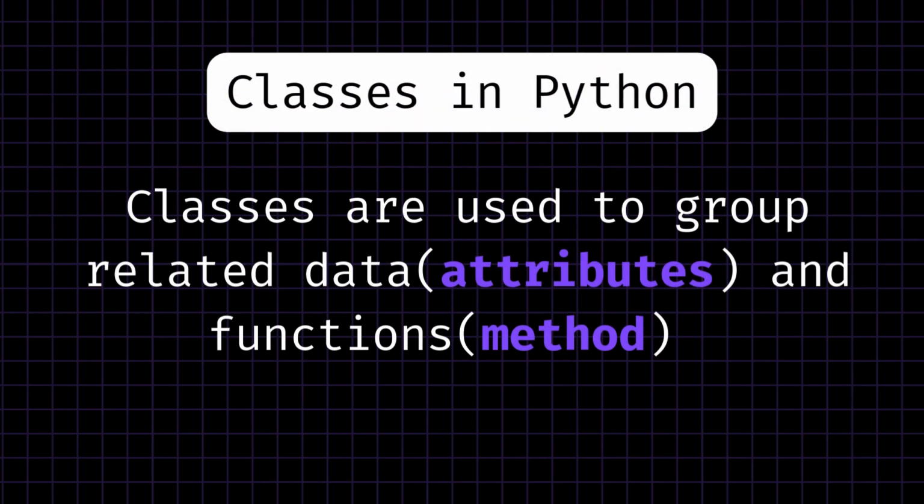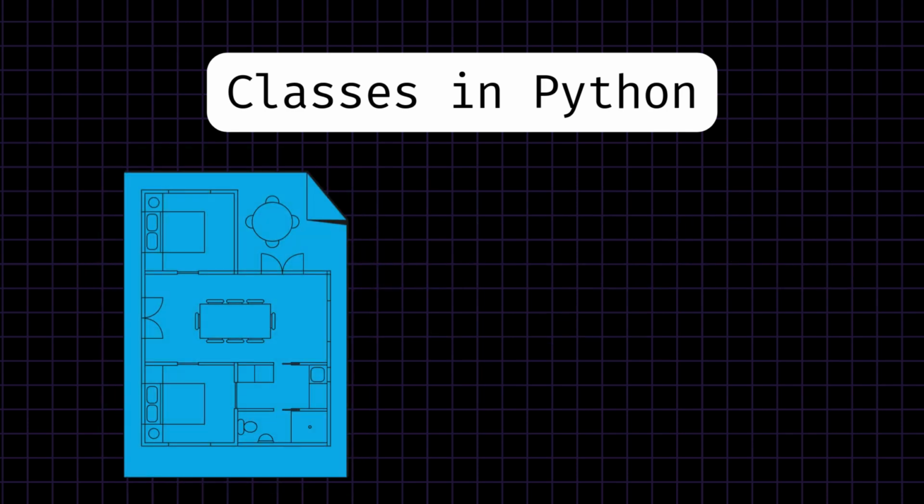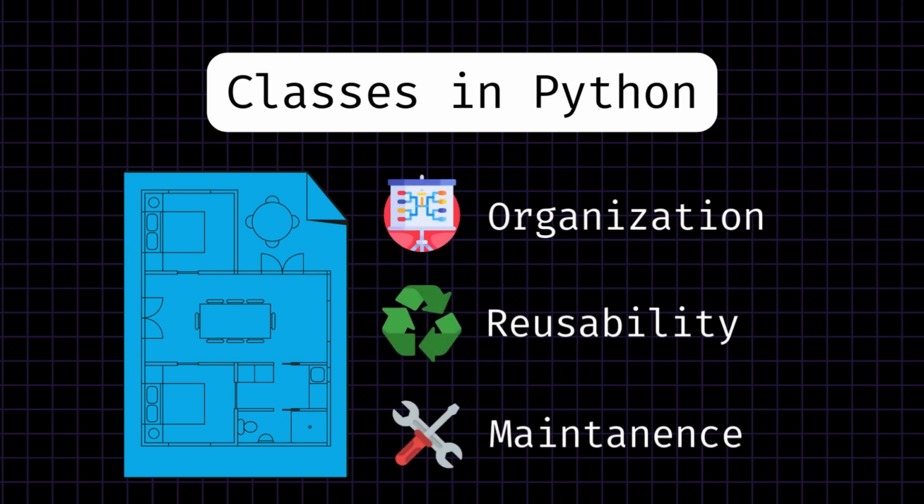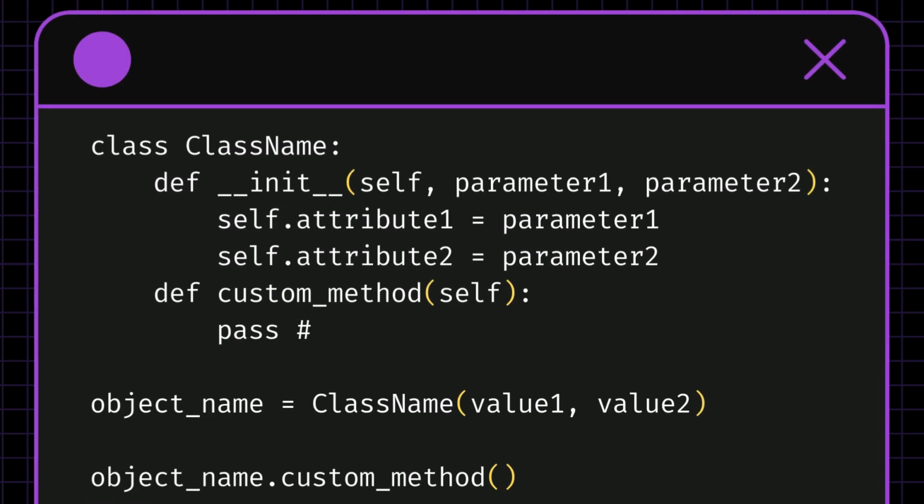Welcome back. Classes are used in Python to group related data and functions together, creating a blueprint for objects, which allows for better code organization, reusability, and easier maintenance. This is the most general syntax of a class.